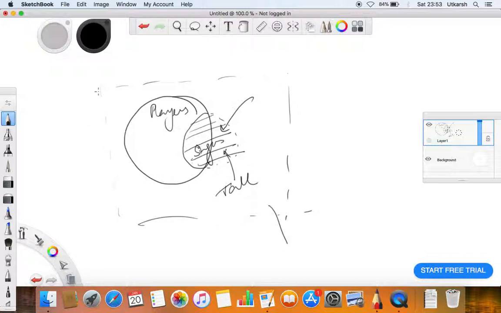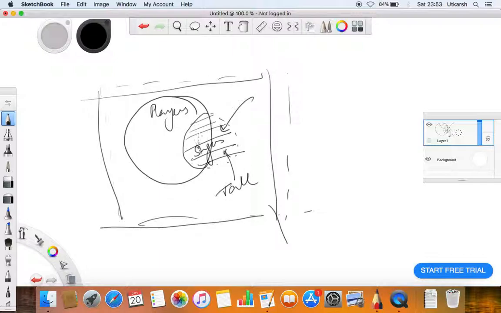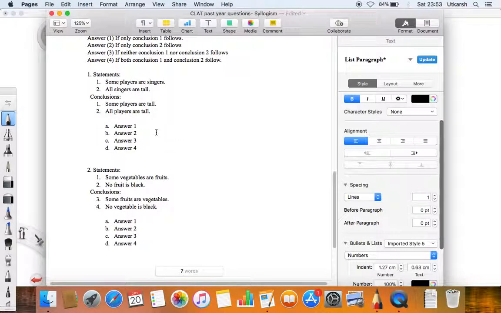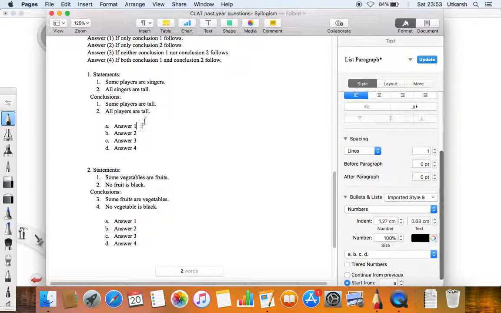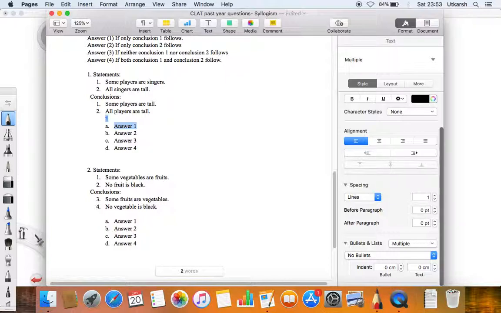All players are tall. Again, we cannot say that, because what is possible is tall may be this or tall may be this. This could also mean tall, so that way all singers will be tall, but then all players will also be tall, but this is not given. What we know for sure is that some players are singers and all singers are tall, so it's a safe assumption that some players are tall. This is the only thing that follows. So the answer is A.